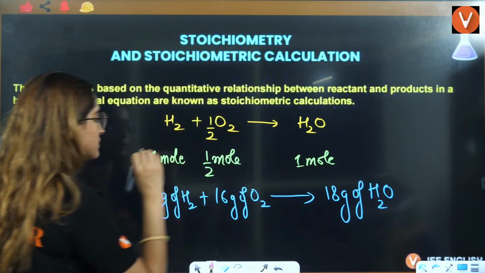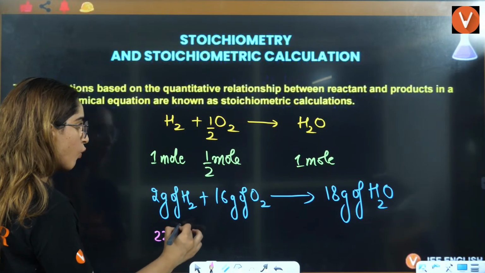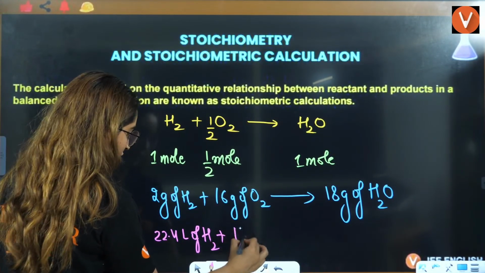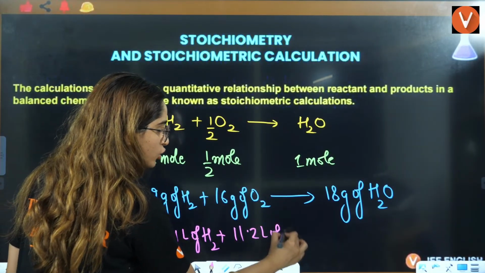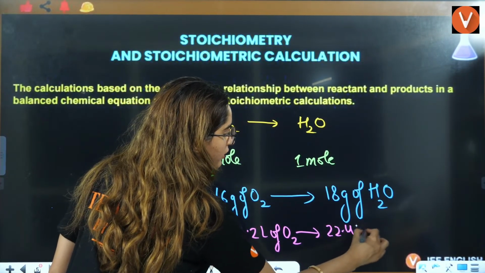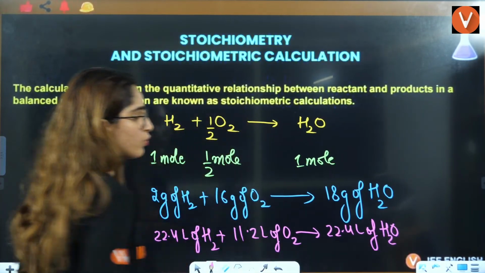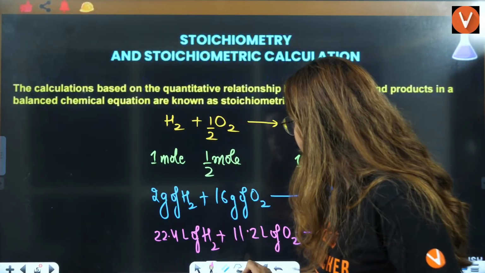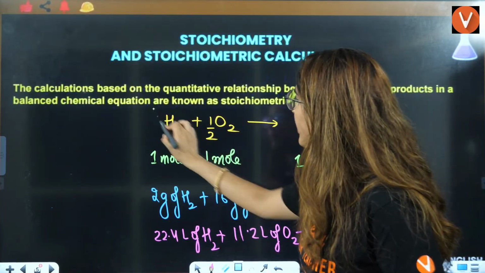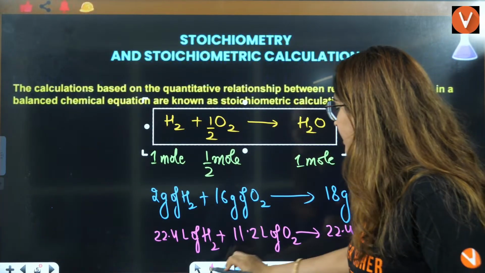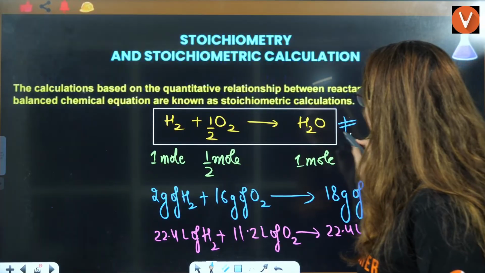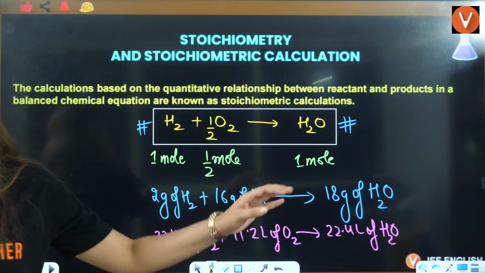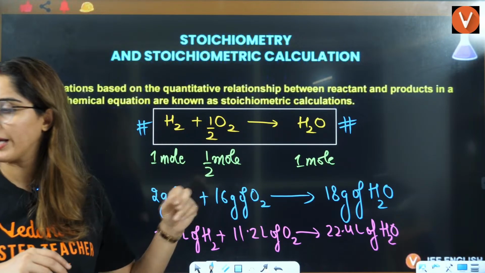It is also telling us that 22.4 liter of H2 reacts with 11.2 liter of O2 to give 22.4 liter of H2O. Is that clear to everybody? By just this one equation, you can tell so many things. If that is not clear, you can let me know so that we can move further. We can start doing the questions.